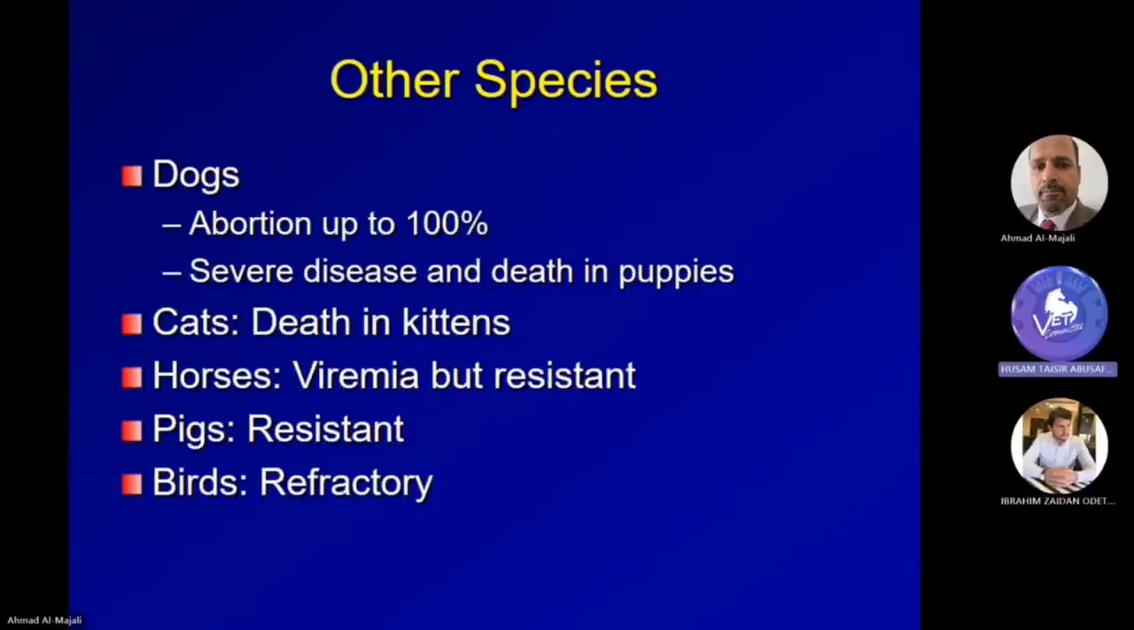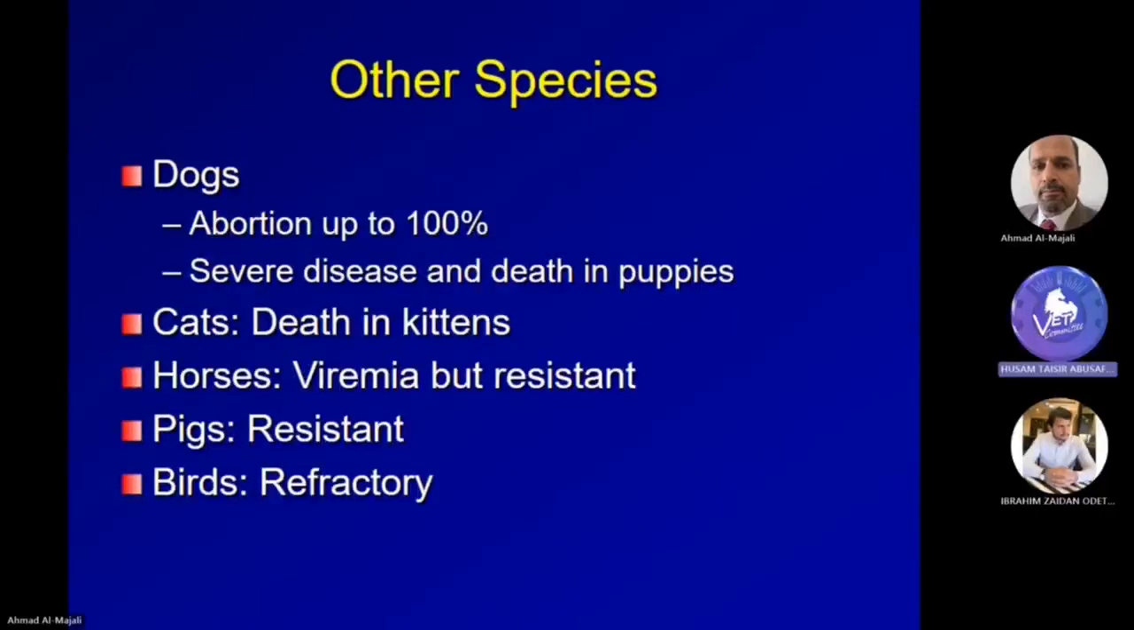And this is very important epidemiologic information. Since horses are viremic, it means that if a mosquito bites and gets some blood from horses, it can transmit the virus to other animals. So horses could be a very important epidemiological unit. Pigs are resistant, and birds are refractory.